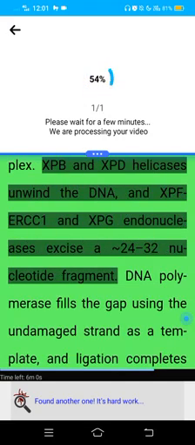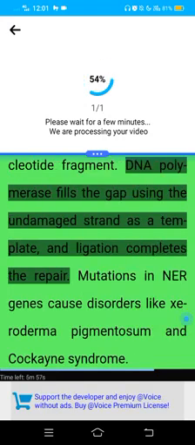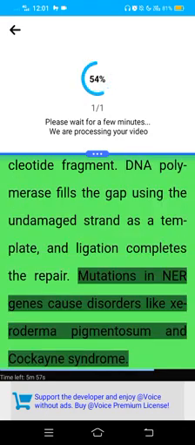XPB and XPD helicases unwind the DNA, and XPF-ERCC1 and XPG endonucleases excise an approximately 24 to 32 nucleotide fragment. DNA polymerase fills the gap using the undamaged strand as a template, and ligation completes the repair. Mutations in NER genes cause disorders like xeroderma pigmentosum and Cockayne syndrome.